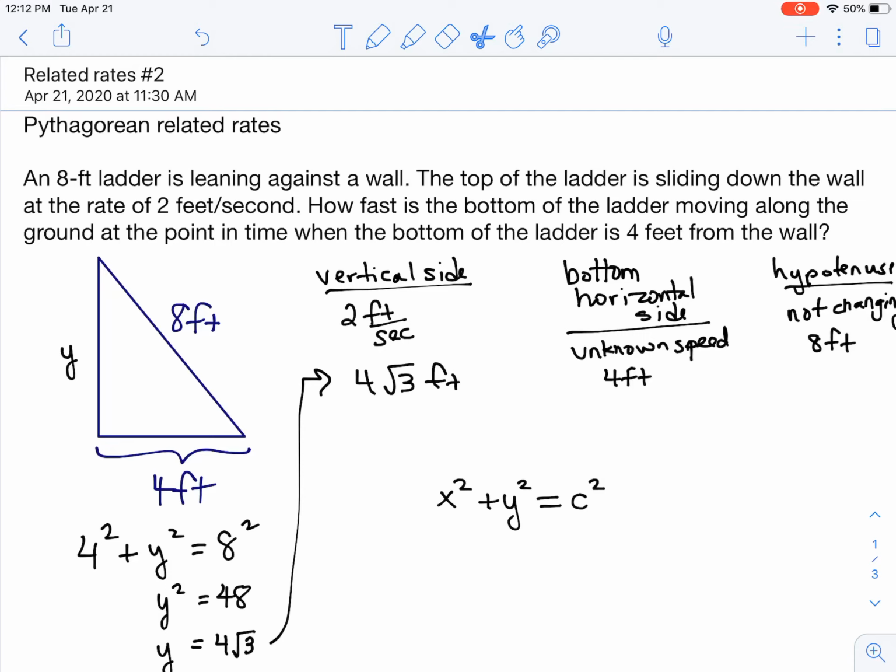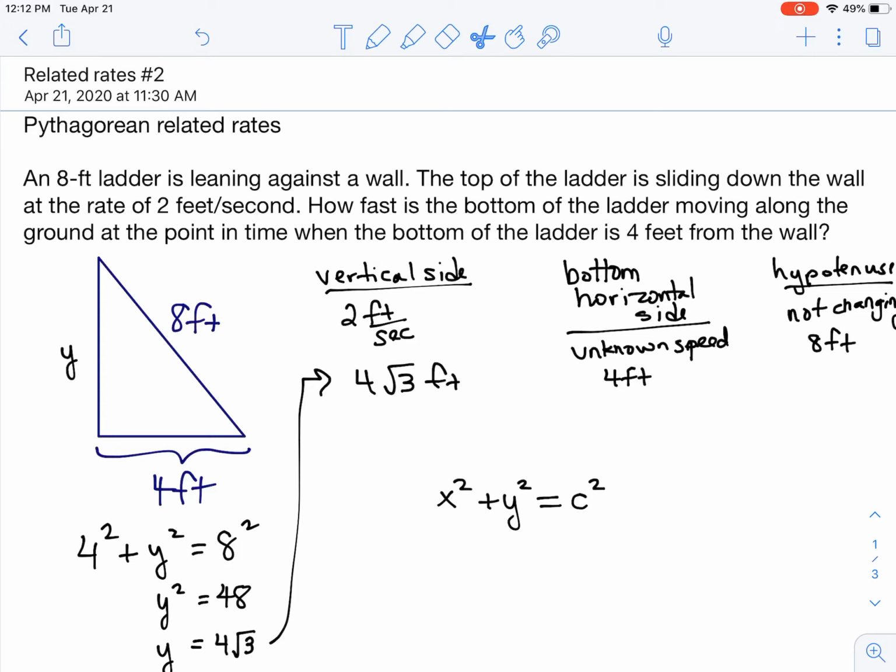So Pythagorean related rates: you've got an 8-foot ladder leaning up against a wall, and the top of the ladder is sliding down the wall at a rate of 2 feet per second. How fast is the bottom of the ladder moving along the ground at the point in time when the bottom of the ladder is 4 feet from the wall?